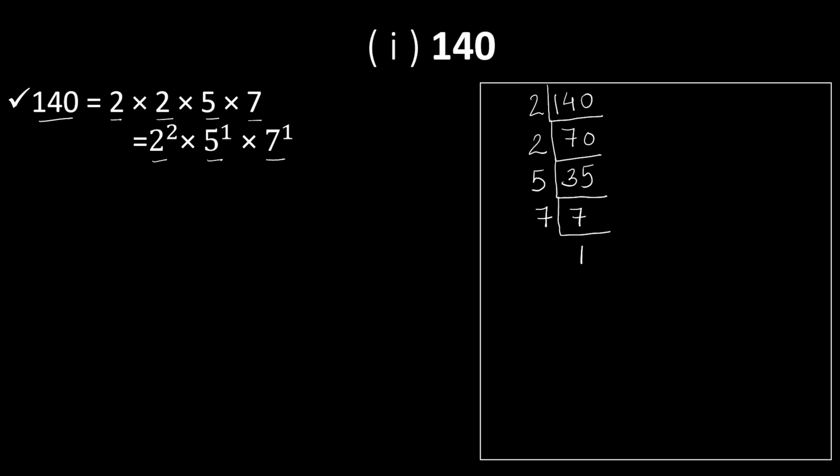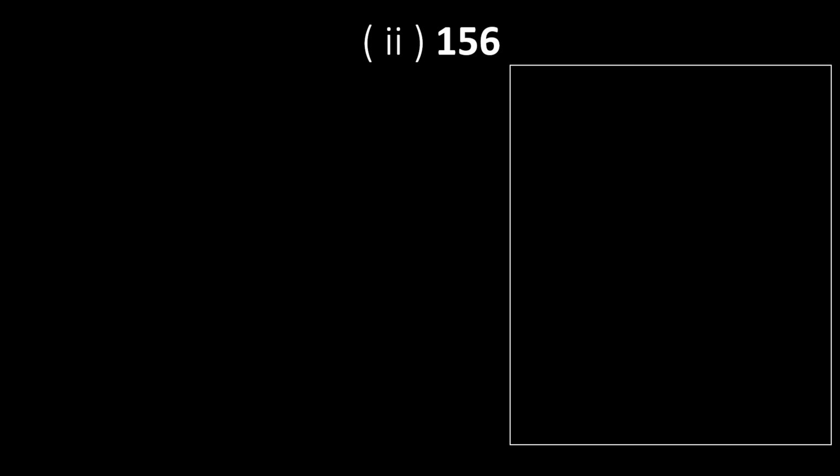So, this is the way we have prime factorized 140. It can be written as a product of prime factors as 2 raised to 2 into 5 raised to 1 into 7 raised to 1. Now, let's look at the second subpart. The second subpart of this question is, we have to prime factorize 156.